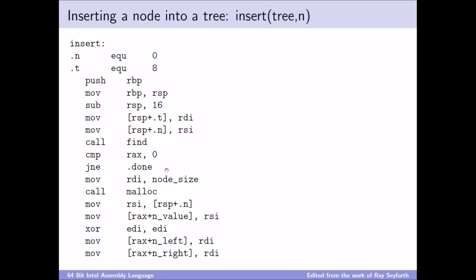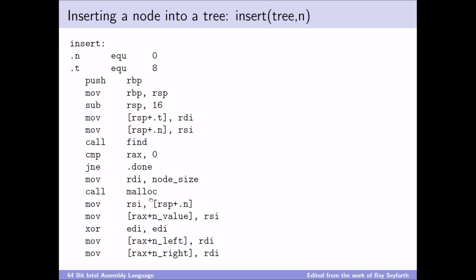So let's assume for the moment that the key is not present in the tree. That means we will go past this jump statement and move on to the creation of our node. So we'll first allocate the space for our node. We move the size of the node into RDI, then call malloc. So we've allocated our contiguous space.